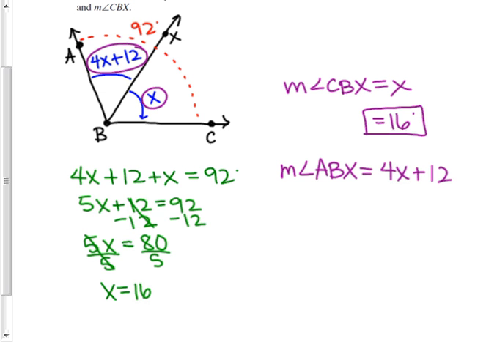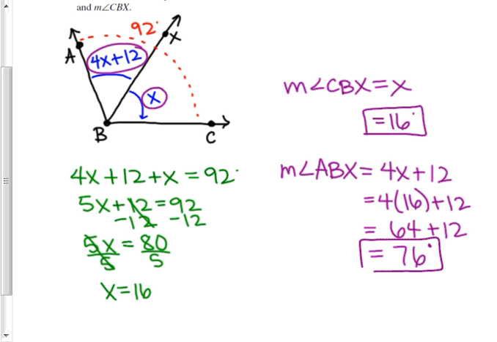I know that x equals 16, so I'm plugging in 16 for x here. 4 times 16 is going to give me 80. 80 plus 12. Wait, I'm sorry. 4 times 16 does not give you 80. What am I doing? 4 times 16 actually gives you 64. So 64 plus 12. There we go. 76 would be the measure of that angle.